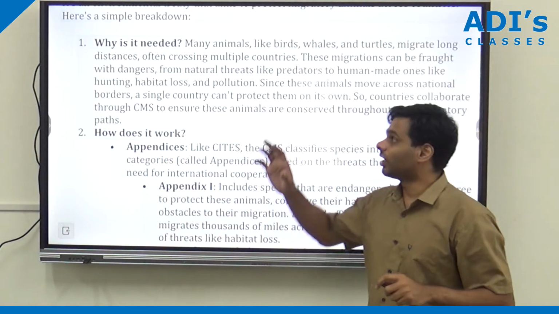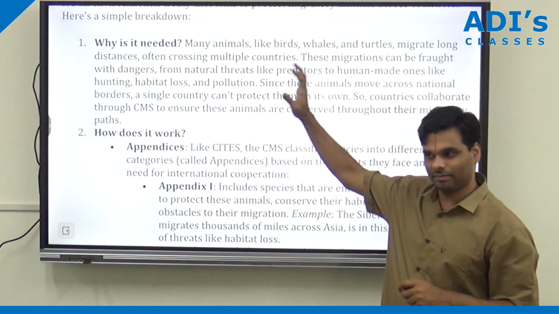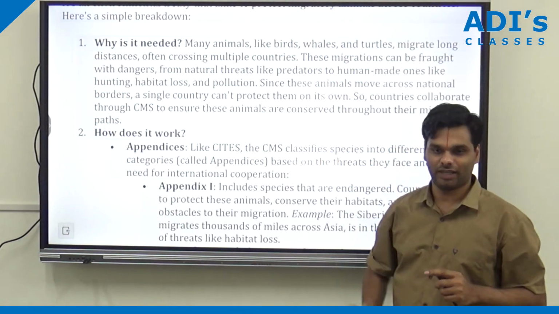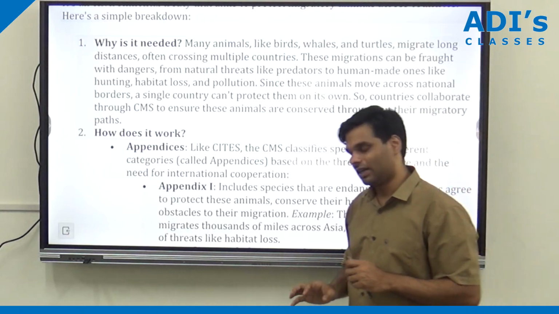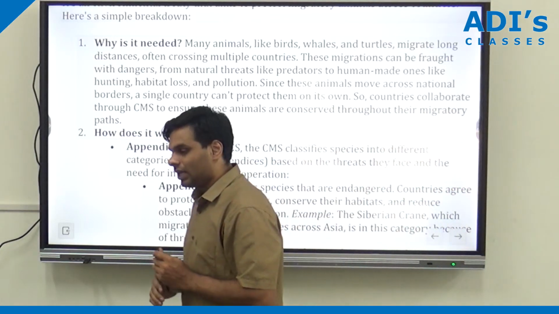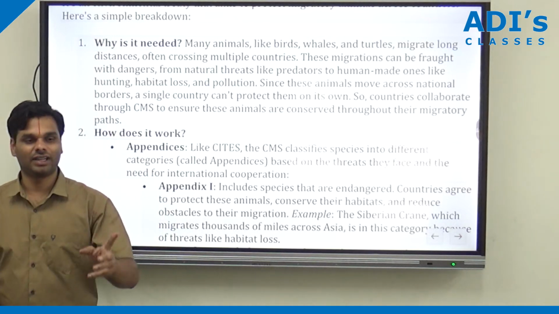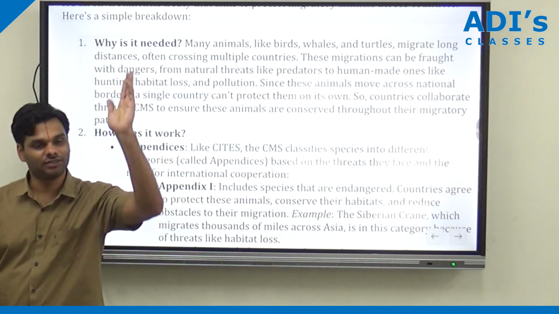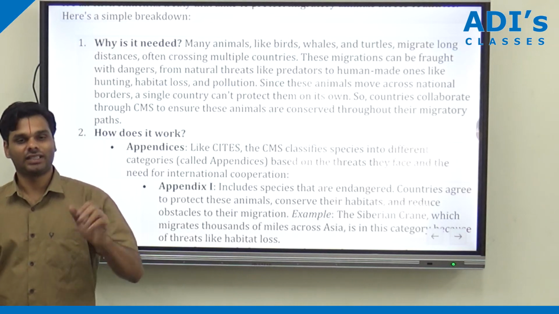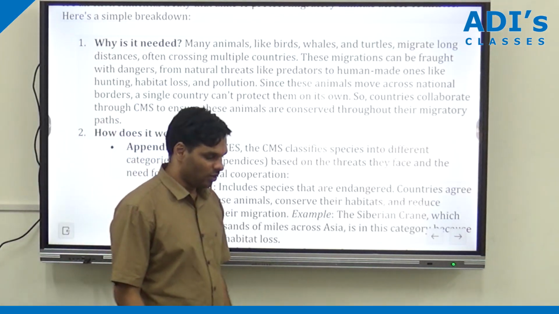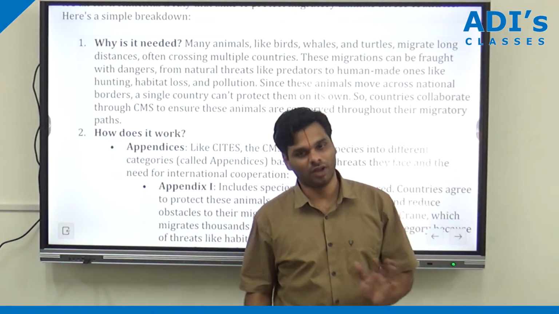Okay, so we were talking about why the CMS is needed. So this is coming, let's say, from Russia to India now, correct? Now both countries have to protect it. Yes or no? If they are only protected in India, and if somebody is hunting Siberian cranes in Russia, what will happen? The population will dwindle. So both the countries have to be on board.